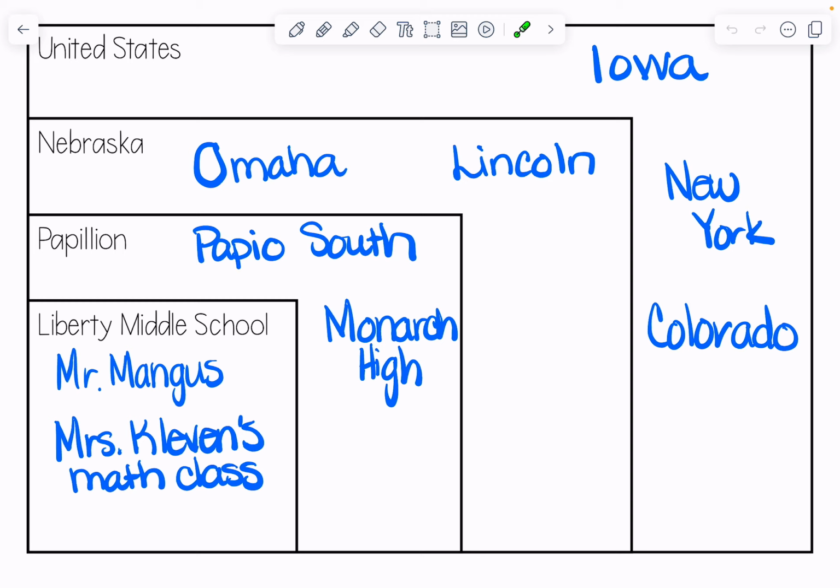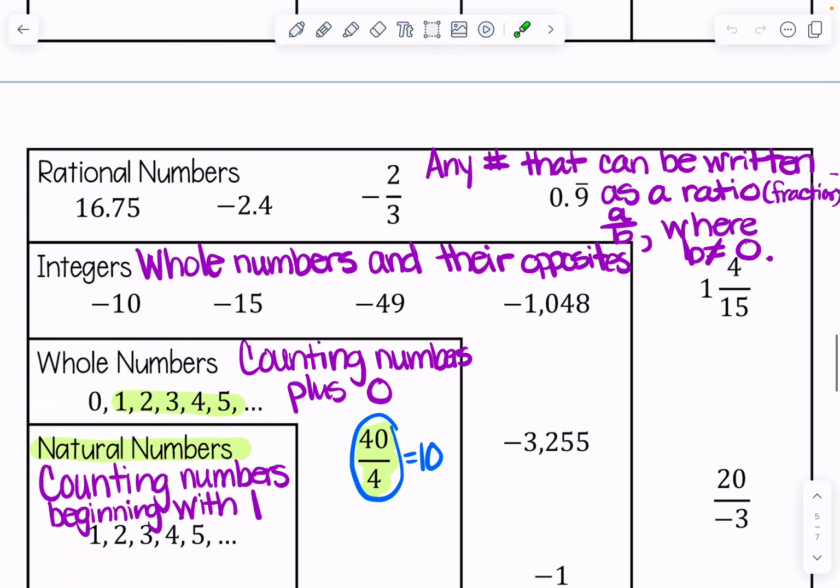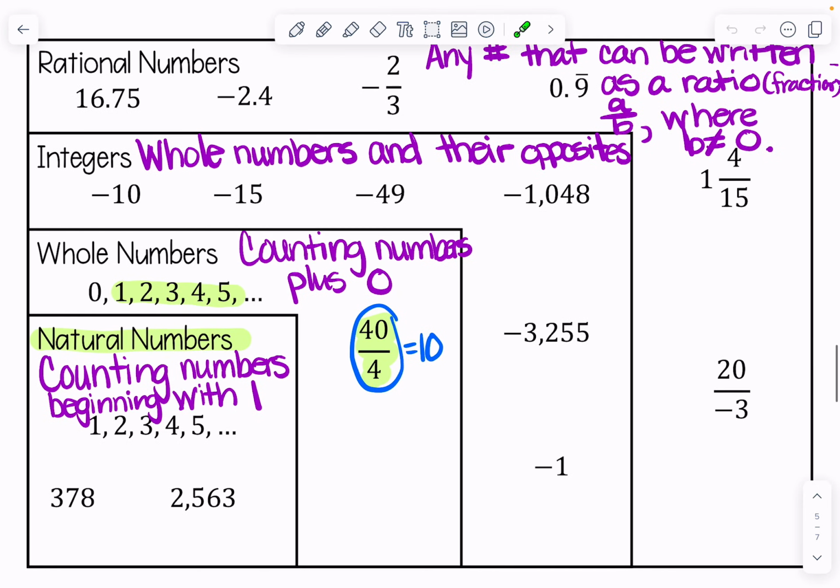If we look at Lincoln, it is a part of Nebraska and it's a part of the United States, but it is not a part of Papillion or Liberty Middle School. So this diagram lays out the foundation for our rational number system.